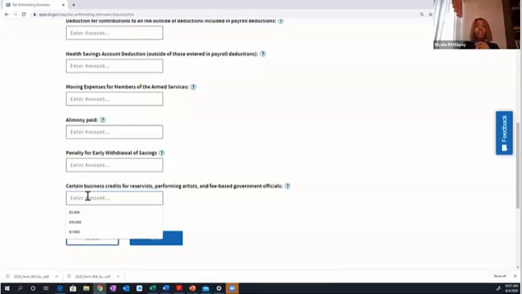This section says certain business credits for reservists, performing artists, and fee-based government officials. For a new associate, we're going to use $5,000, which is a fairly low number, as an estimate for business expenses for the entire year. Just to give you an example, mileage alone can get you $5,000 in tax deductions. At 57.5 cents a mile, and let's just say 50 cents for calculation purposes, if you drove your car 20,000 miles and half of that was for business, 10,000, that's $5,000 by itself.